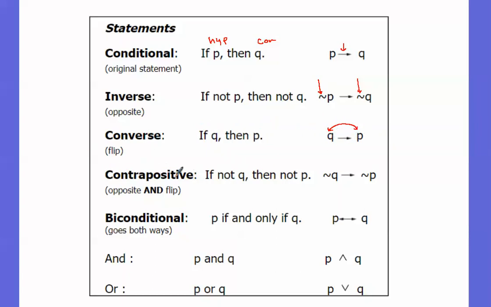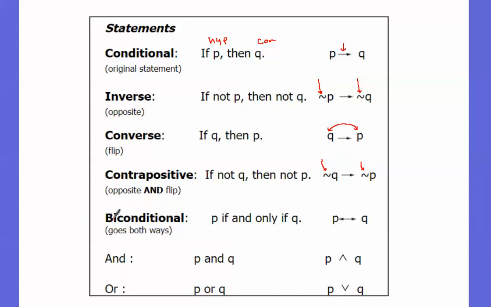The contrapositive is both opposite, like the inverse, and flipped, like the converse. So that would be read, this symbol here would be read, if not Q, then not P, or the opposite of Q, then the opposite of P.